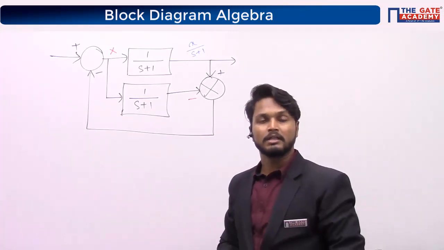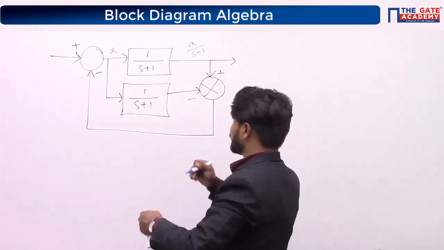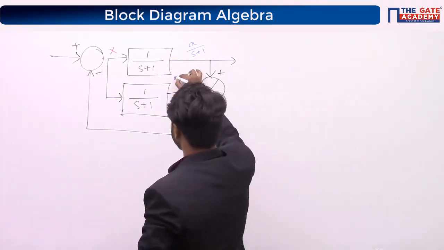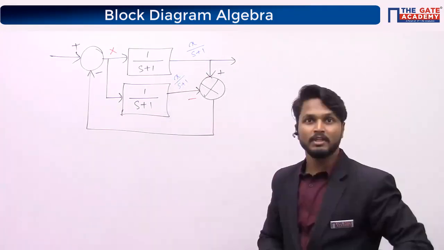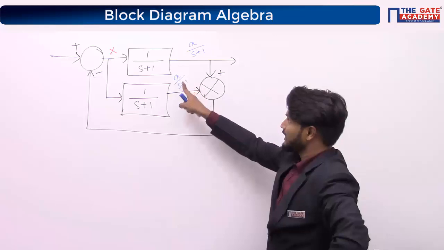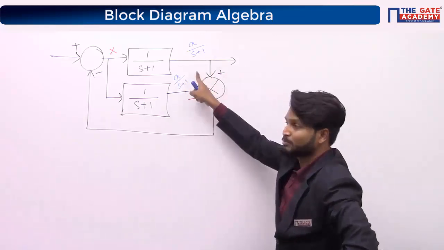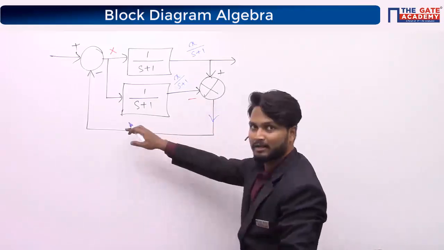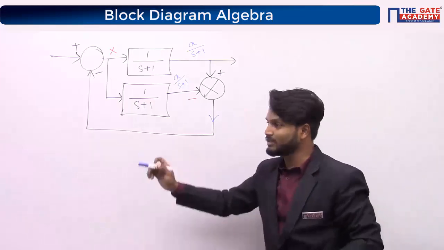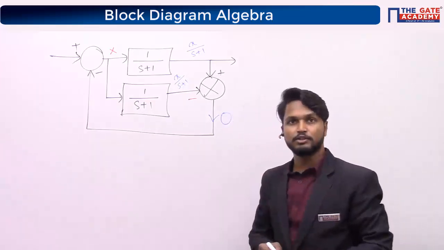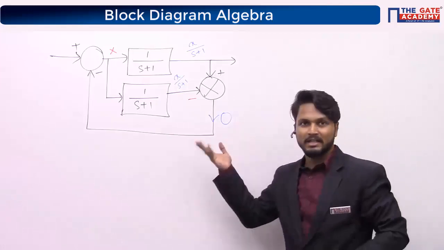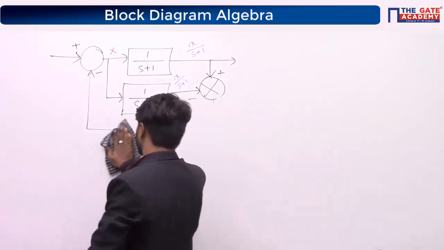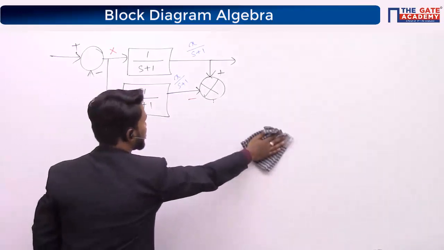Very good. So what is the output at this stage? Here also it is X divided by S plus 1. Yes or no? So X divided by S plus 1, X divided by S plus 1, right? X divided by S plus 1 minus X divided by S plus 1. So what should be the output in this particular path? It is 0, right? If 0 is getting multiplied with this, we can straight away eliminate this particular feedback path. Yes or no?